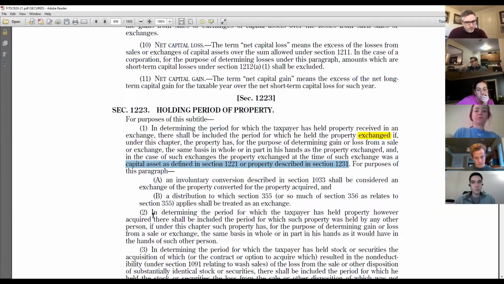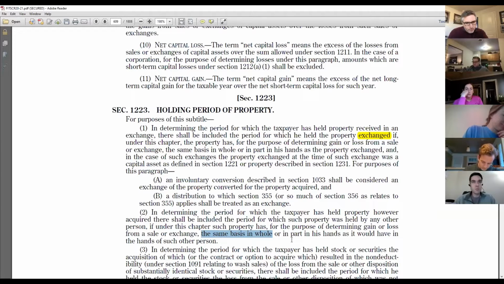What about the partnership's holding period? Well, 1223.2 deals with that. It says, in determining the period for which the taxpayer has held property, however acquired, there shall be included the period for which such property was held by another person. That's the contributor, the partner. If under this chapter such property has, for determining gain or loss in the sale exchange, the same basis in whole or in part. And because of 723, that applies in the partnership context. So the partnership would take a tacked holding period in whatever property it gets.